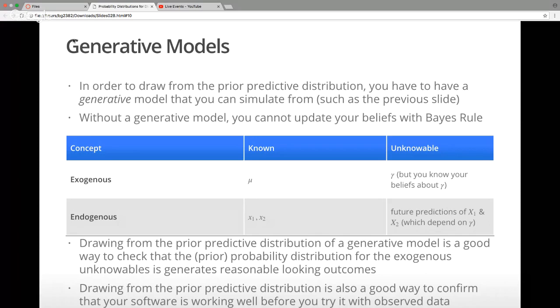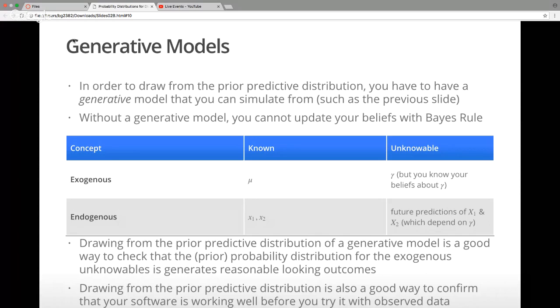But we have a model that gives us predictions of them given a realization of gamma. We could predict your future bowling success and scores if we had updated beliefs about gamma. So that is endogenous to the model. We want to explain it. We want to predict it. But it's unknowable because it depends on another unknowable, gamma.